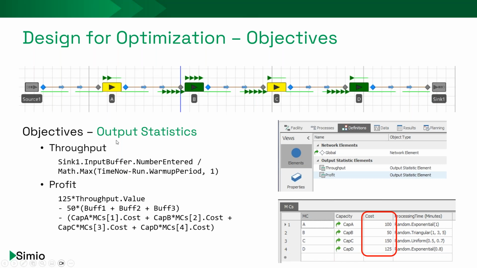So to refresh your memory, in Simio, an output statistic is a statistic that's computed at the end of a run. And so when I run my model, at the end of the run, I will have a measure of the throughput, and I will have a measure of the corresponding profit that's based on the throughput that I achieved minus the resource allocation cost. So that is our basic structure of the model.